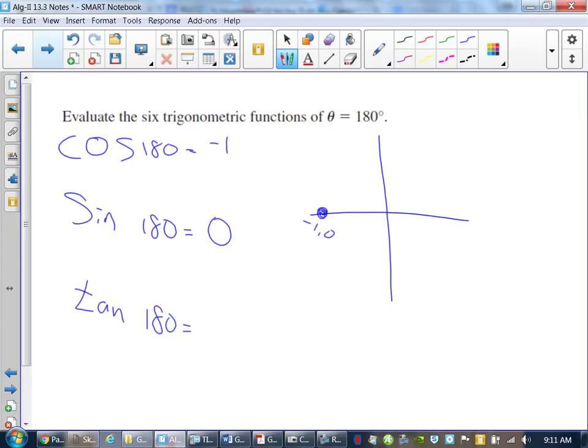Are you guys starting to catch on that the ordered pairs, your x and y's, those are your cosines and your sines? That's how everything works itself out. Tangent, then remember, is y over x. What's 0 divided by negative 1? 0. And then you just do the reciprocals.